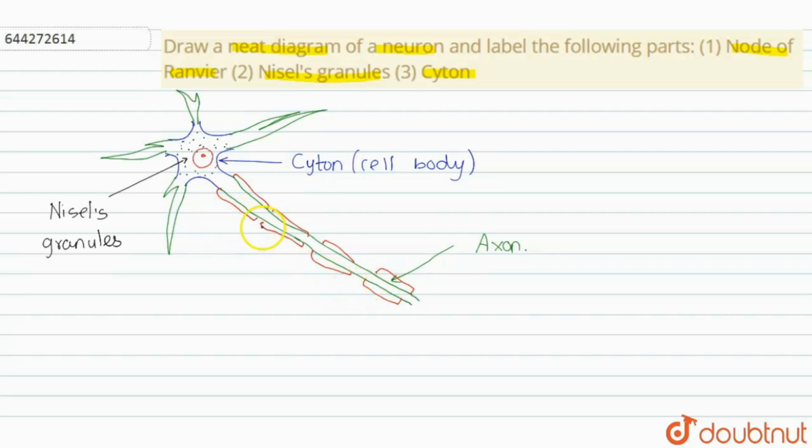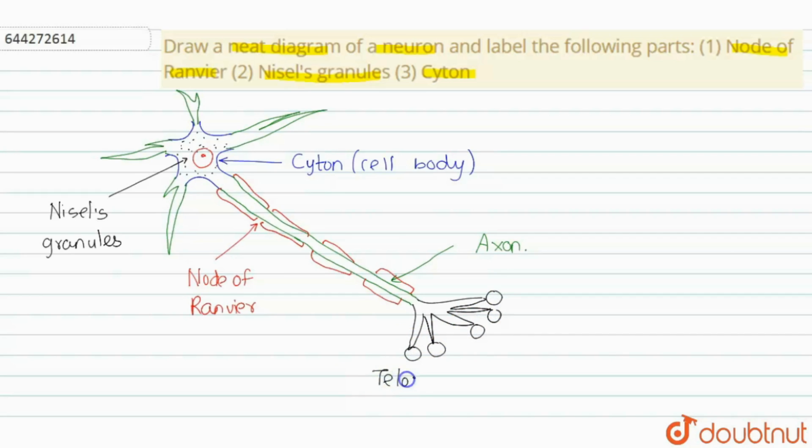And the gaps that you can see here between two Schwann cells are called nodes of Ranvier. So nodes of Ranvier are the gaps present between two Schwann cells on the axon. Then eventually my axon terminates into multiple finger-like projections like this, and these finger-like projections have knobs present on them. These are called telodendrons.